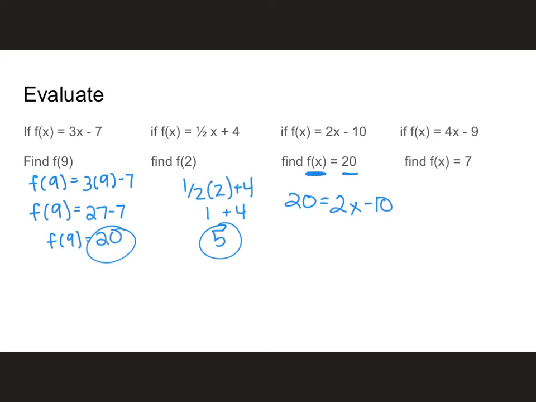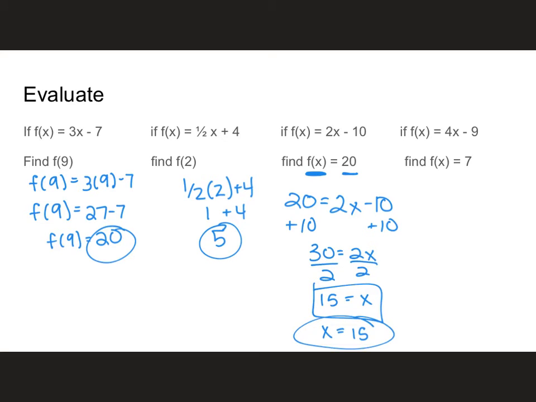F of x is 20. We want to know what is x if the whole thing equals 20. And we can solve it like an equation. We've done this part a million times where we do the opposite. We've done this a lot. We're pros by now. So 15 is going to equal x, or remember how mathematicians like it, x equals 15, is how we find the answer to that one.